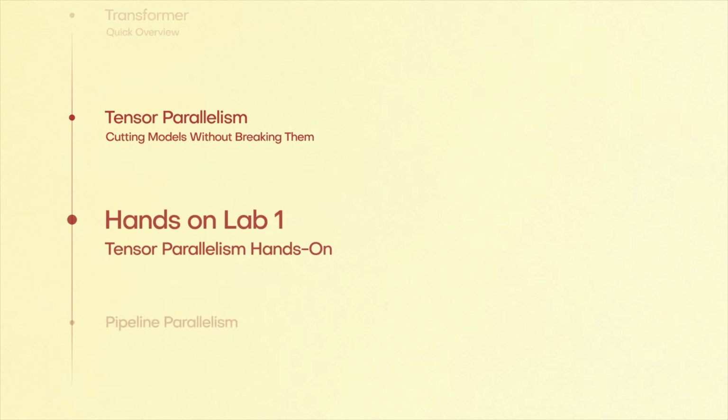All right, we've now seen how tensor parallelism splits computations within a single layer, distributing the load smartly across GPUs using row and column strategies. But this was all on paper. Now it's time to get hands-on and see this working in code. Now, let's get back to our notebook and see tensor parallelism in action.